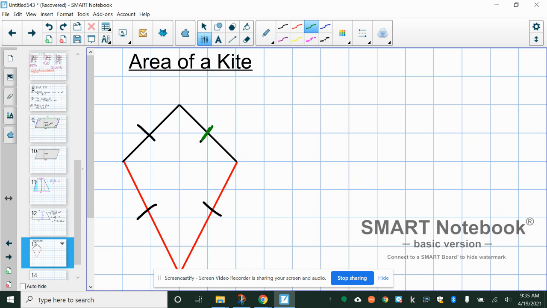So we say that this black line here is adjacent to this black line here. And we can also say that this red line down here is adjacent to this red line over here. So the red lines are beside each other, the black lines are beside each other.